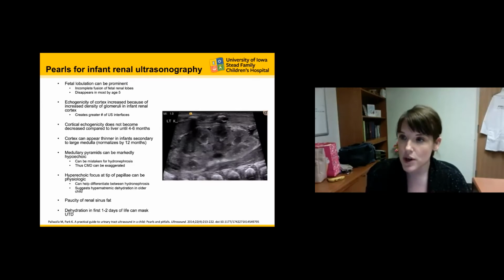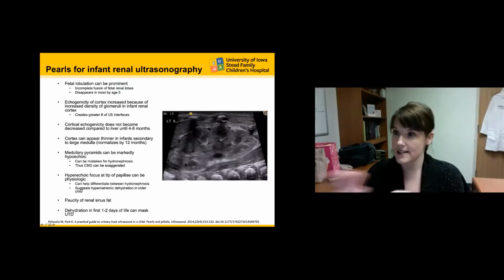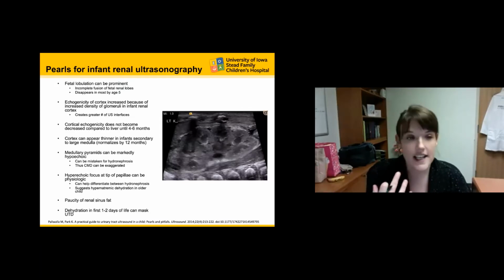The other thing that you notice in ultrasound in infants is that the renal cortex is going to be more echogenic. And we will look at some more examples of this. You know this, but hyperechogenicity is bright or white on an ultrasound. Hypoechogenicity on an ultrasound is more dark, and anechoic is going to be black.